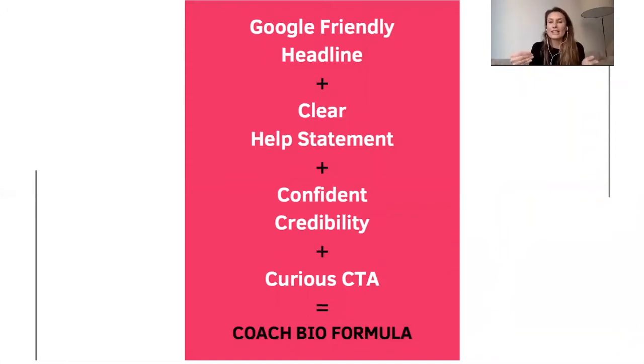The second part is your clear help statement. Your third part is your confident credibility. And your fourth part is your curious CTA. These are the 4 parts of a coach bio formula, and they are non-negotiables.